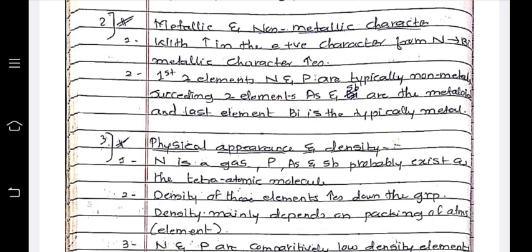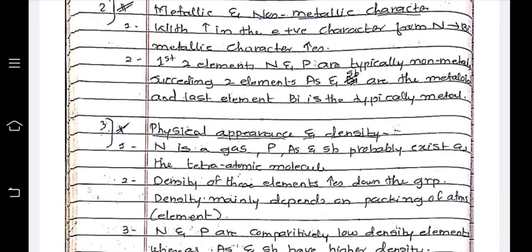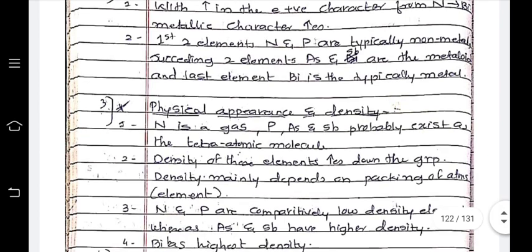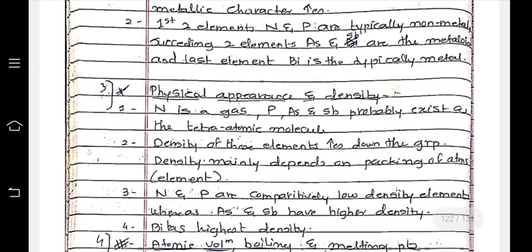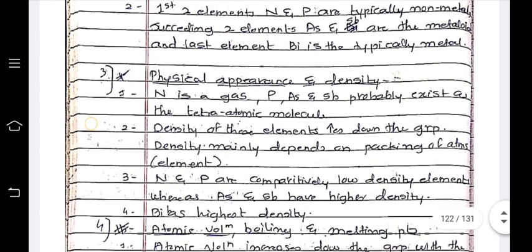Metallic and non-metallic characters. With increase in the electropositive character from nitrogen to bismuth, the metallic character increases. The first two elements, nitrogen and phosphorus, are typically non-metals. The succeeding two elements, arsenic and antimony, are metalloids, and the last element bismuth is typically a metal.